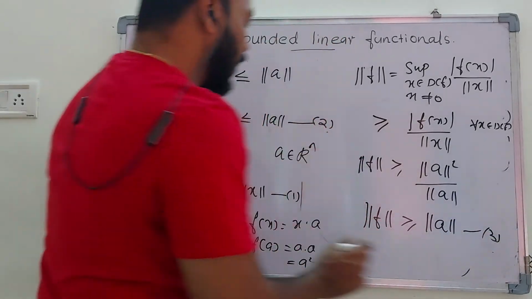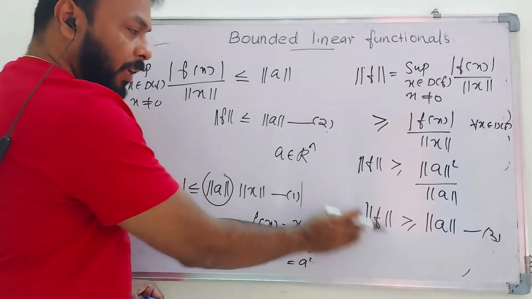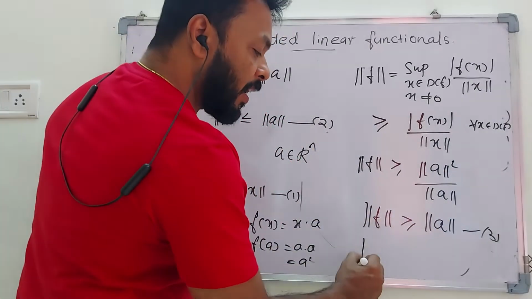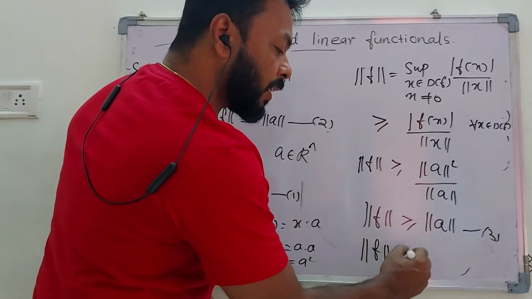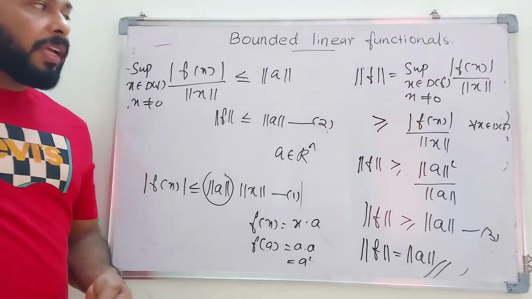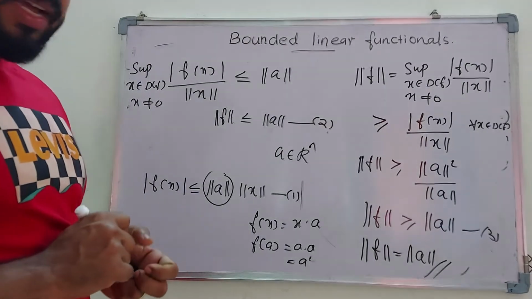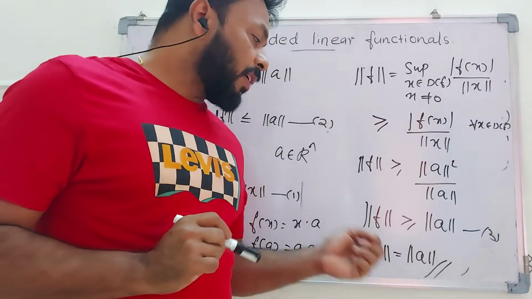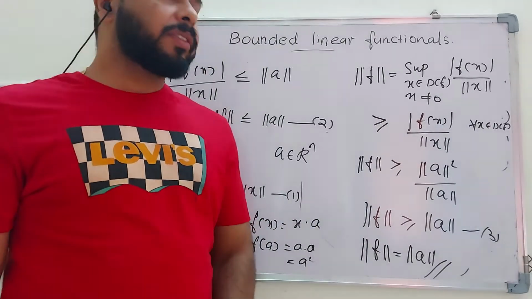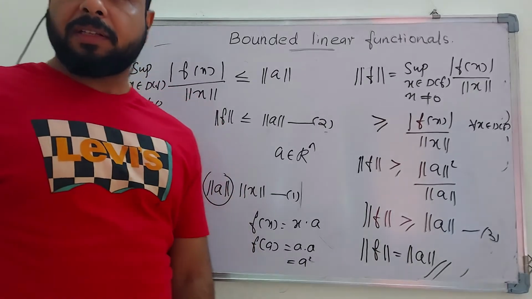Equation 3. Now from equation 2 and 3, norm f is less than or equal to norm a, and norm f is greater than or equal to norm a, so we get norm of f is the same as norm a. This is the norm of the dot product operator. If f of x is defined as x dot a, then the norm of the linear function is norm of a. Similarly, we can find the norms of other linear functions also. Examples are given in the notebook. Okay.